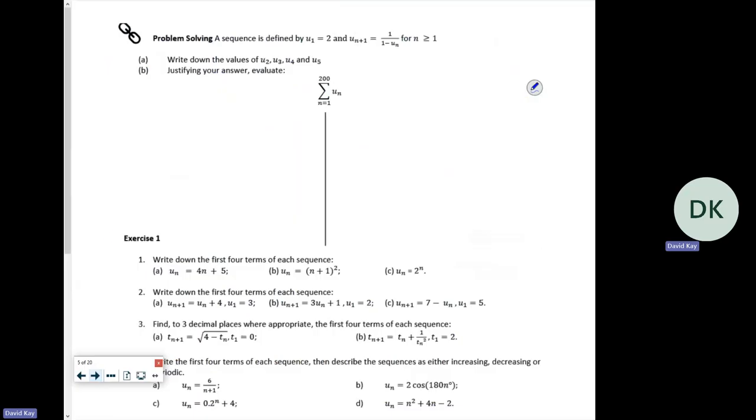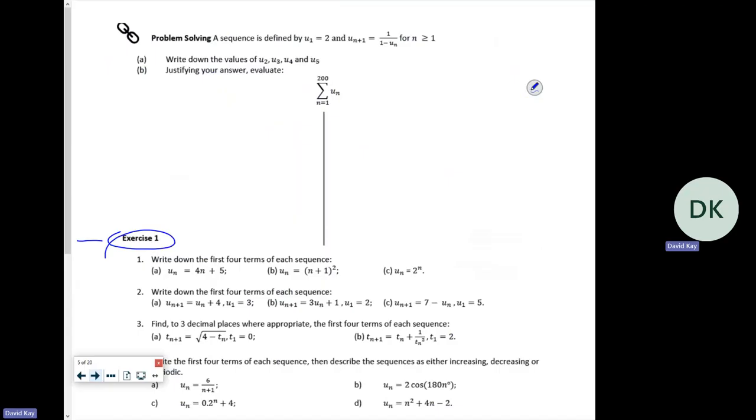Cool, that's quite nice. We've got an exercise coming up. Tells me I can stop talking now, or soon. So we've got a problem-solving one. So the problem-solving ones are really nice. That's quite a good problem-solving question.